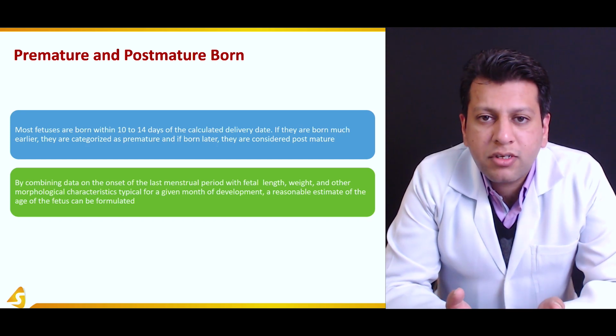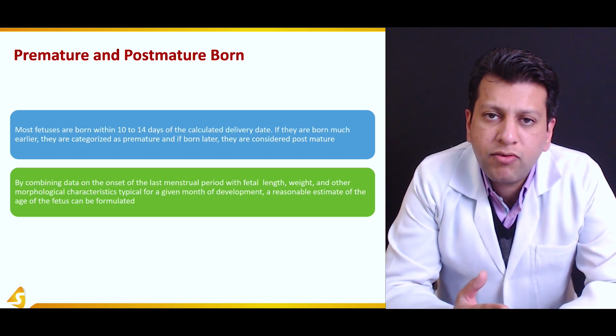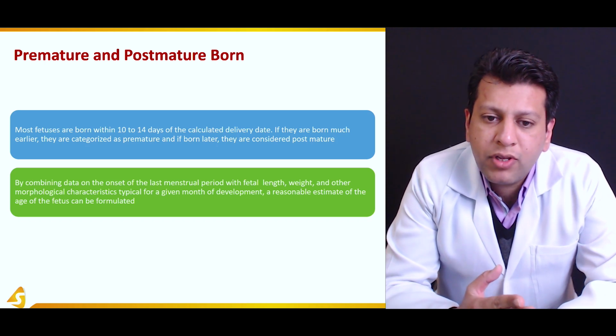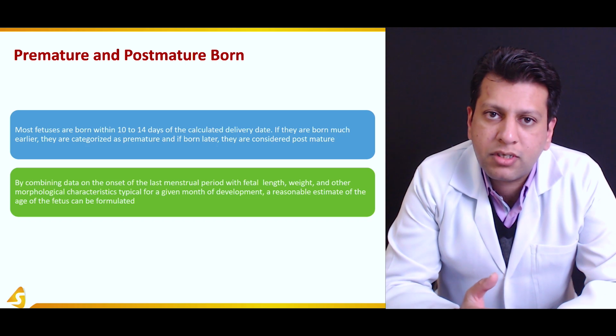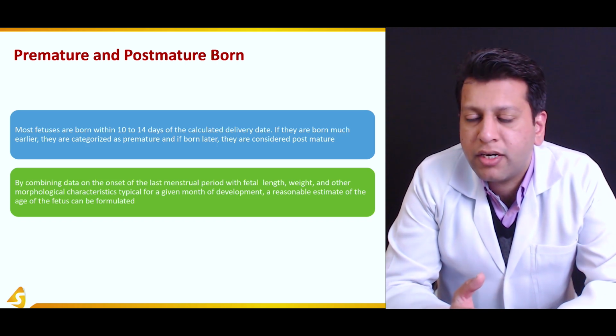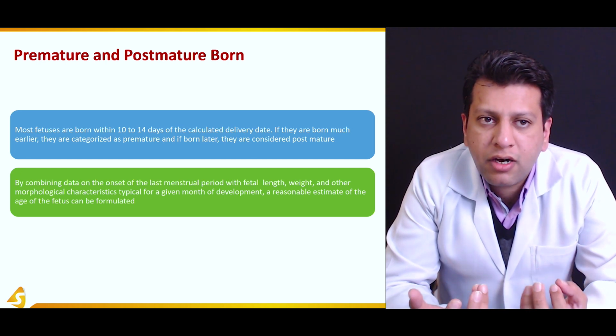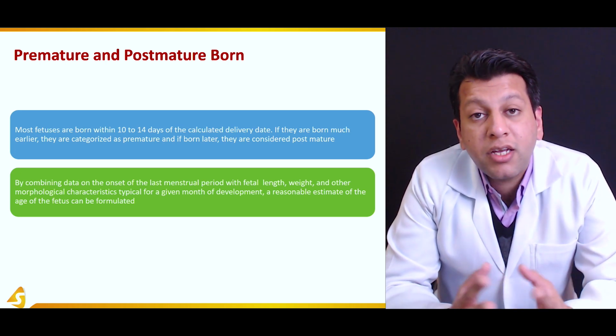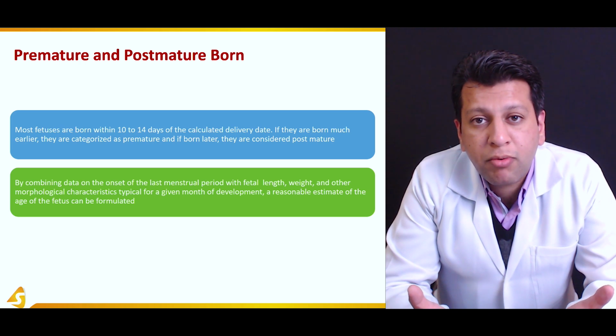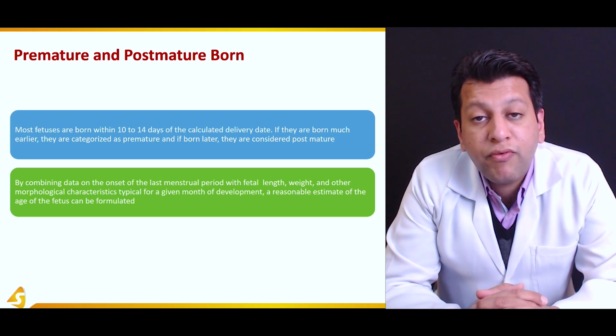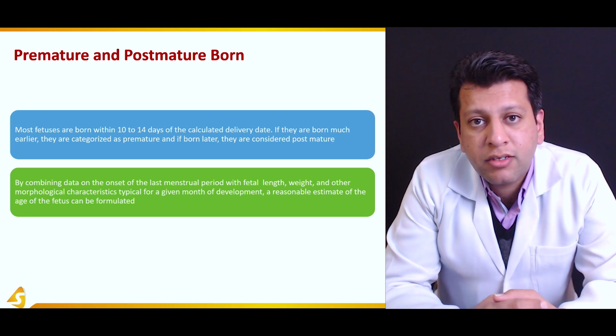So what actually happens is, if the cycle was regular, very well. We know what the last normal menstrual period was, we know the time, and then we can calculate up to 280 days. But what if the cycle was irregular and the mother has no idea when the last normal menstrual period took place? Then how can we calculate the age of the fetus?